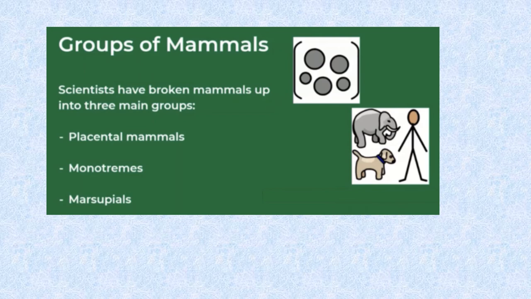Okay, we're just going to very quickly look at the three groups of mammals. You don't need to write about these on your sheet, but they're really fascinating to know about. So scientists have broken mammals up into three main groups. Most of them are placental mammals, but we also have monotremes, which are only two types of mammal, and then we have marsupials, which are all very distinct to Australia.